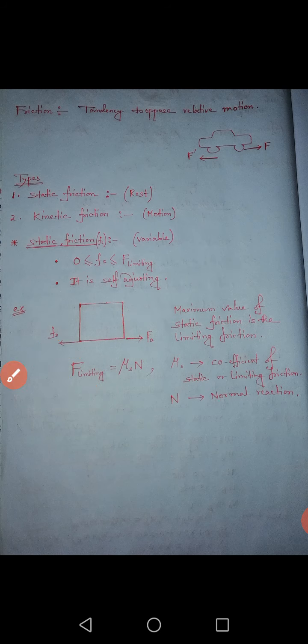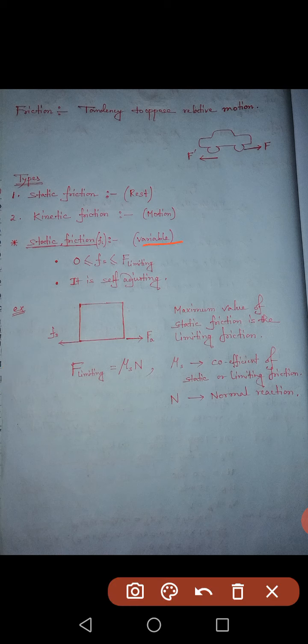That is why I have written here that static friction is a variable force which changes according to the applied force. The value of static friction lies between 0 and a limiting value, F limiting. As I told, it is a variable one; it changes within the range 0 to limiting. Now what is the limiting force? Again this block, first I have applied a force of 10 Newton.